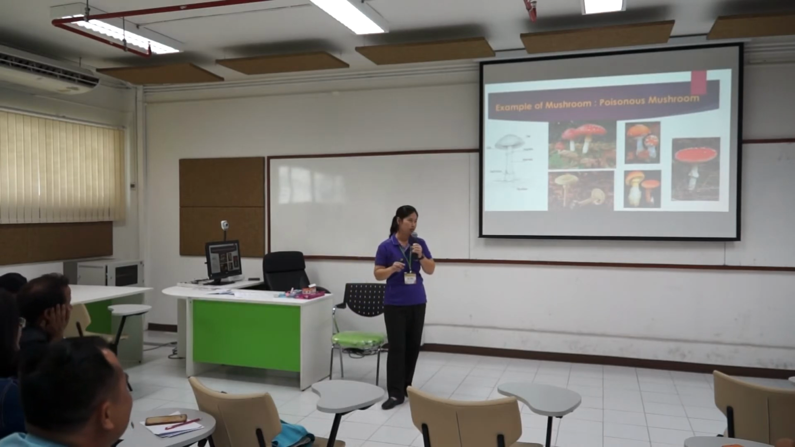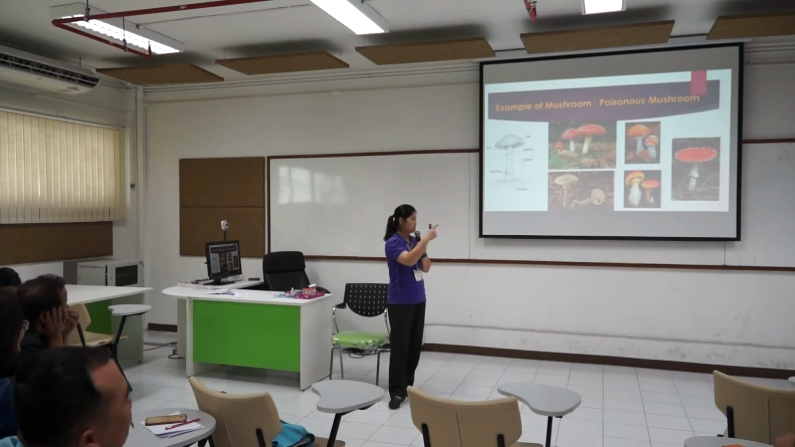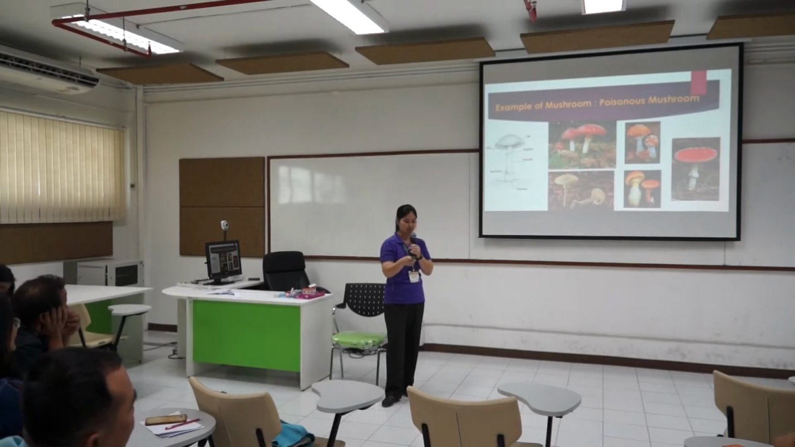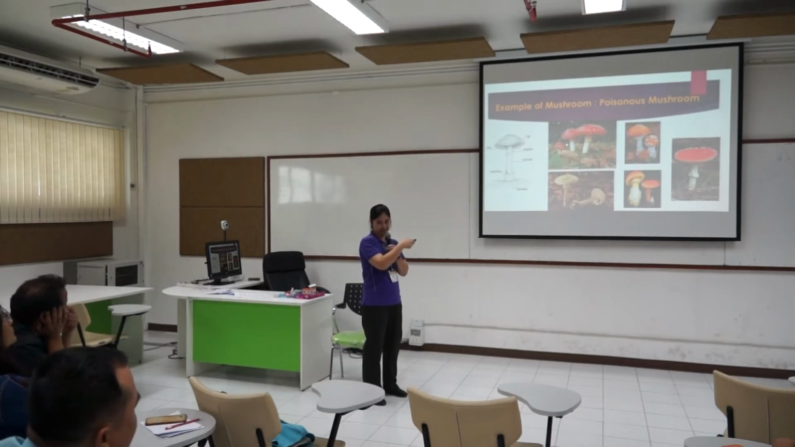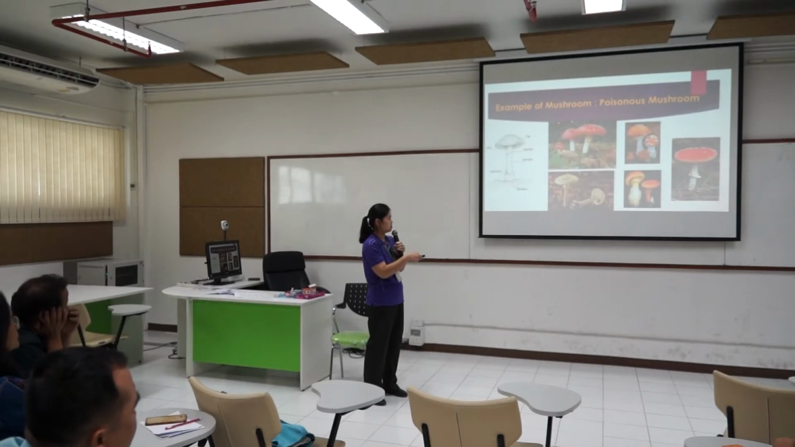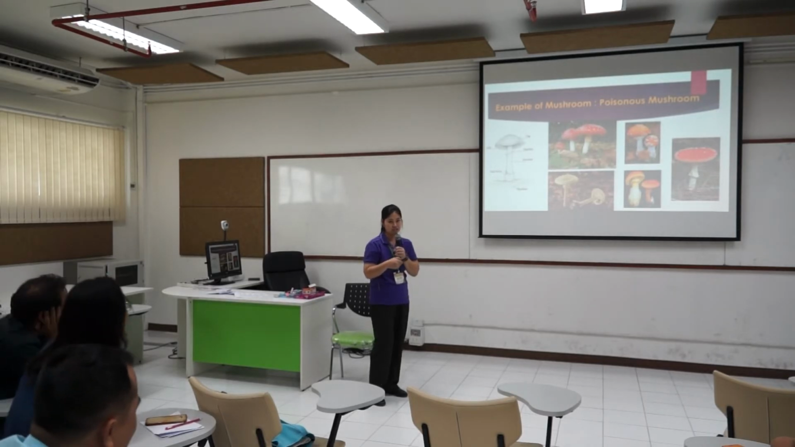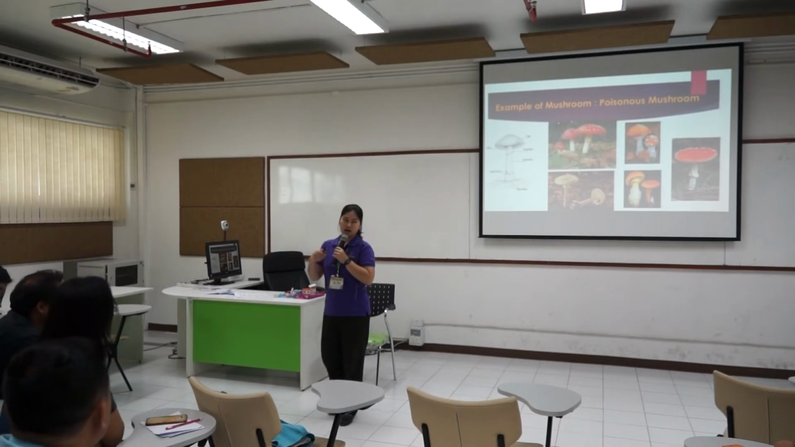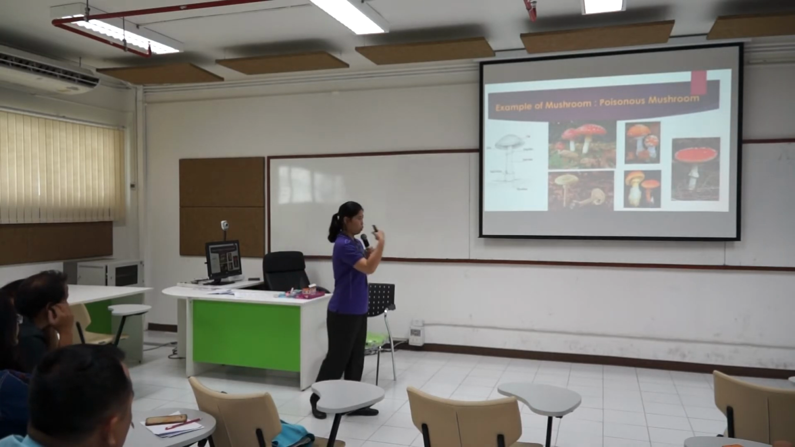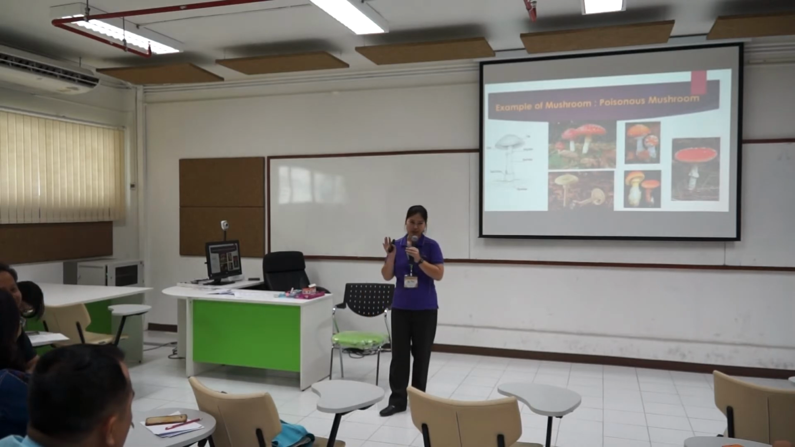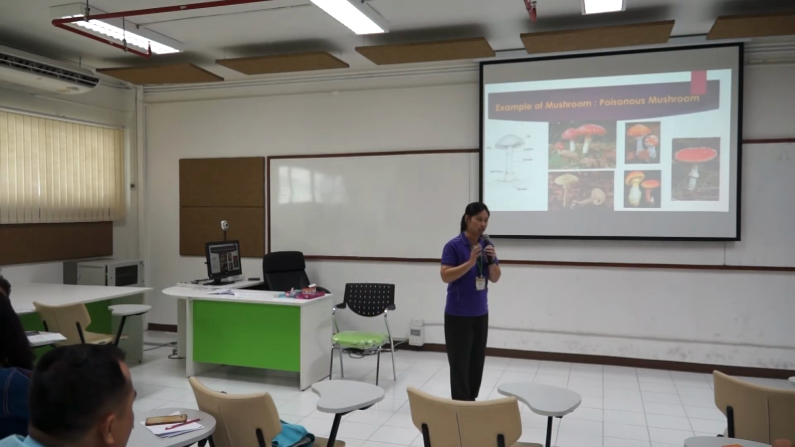We can observe three points. First, colorful. Second, it has a ring around the stem. The ring. This is the ring. If we find a ring on the stem, we don't eat. We don't pick it up, and we go back home, because it can't be eaten.